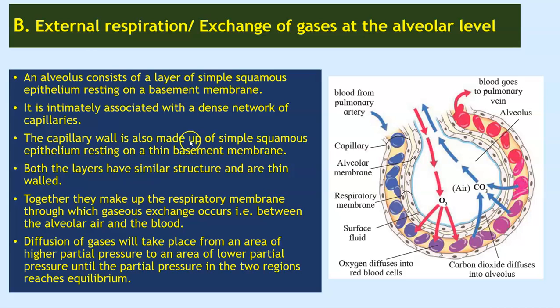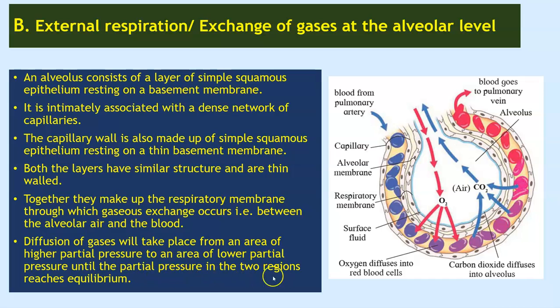The capillary wall is also made up of simple squamous epithelium resting on a thin basement membrane. So here you have your capillary wall which is also made up of squamous epithelium. Now both the layers have similar structure and they are thin walled. Together they make up the respiratory membrane through which gas exchange occurs between the alveolar air and the blood. So you can see together they are forming a respiratory membrane for exchange of gases. Diffusion of gases will take place from an area of high partial pressure to an area of low partial pressure.